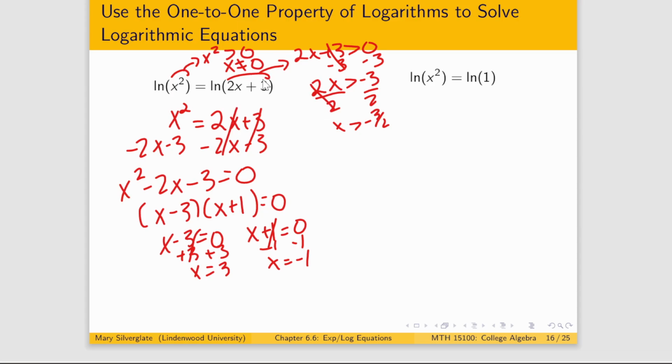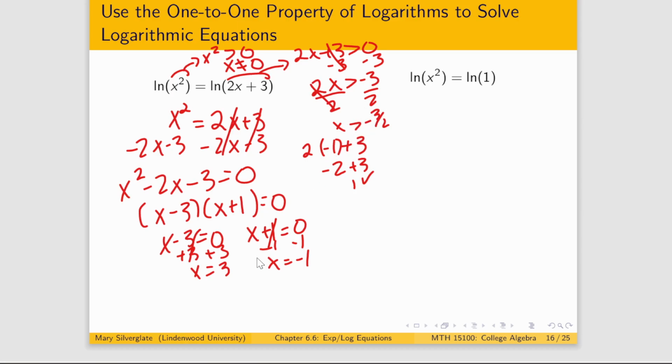Alternatively, rather than finding the formal domain, you could literally plug this number into the log to make sure what's inside the log is still positive. So for example, for 2x plus 3, you would plug in negative 1. 2 times negative 1 is negative 2, plus 3 is positive 1. That's still positive. You're okay. That's another way to double check the domain of a log.